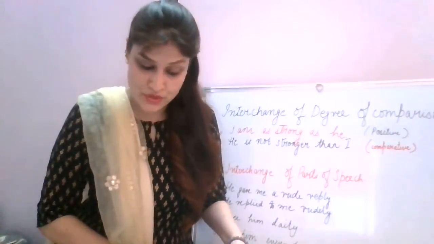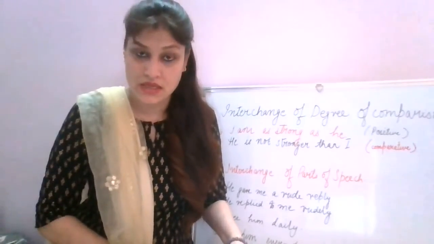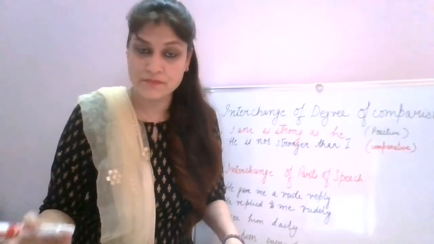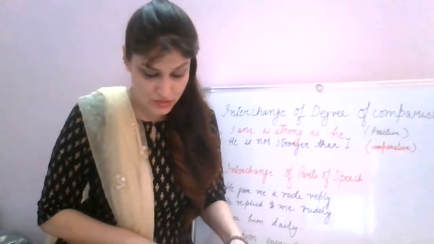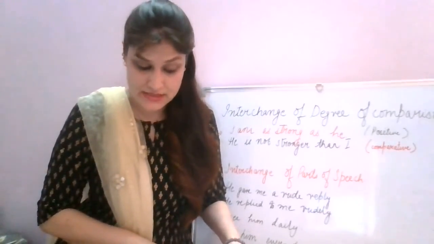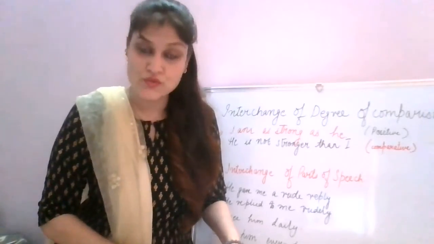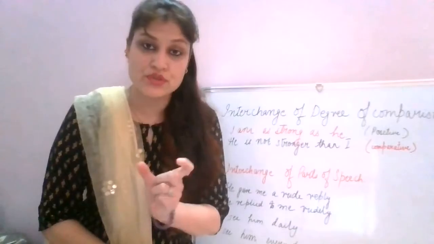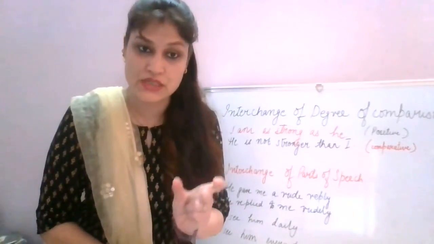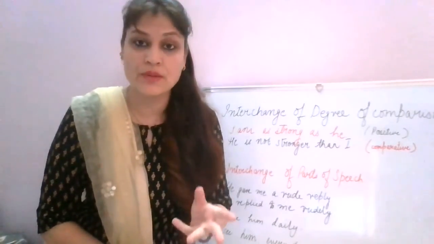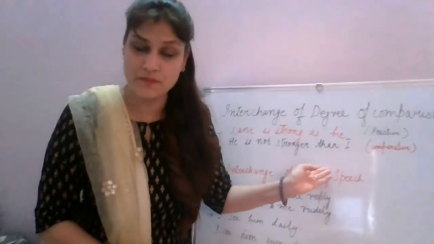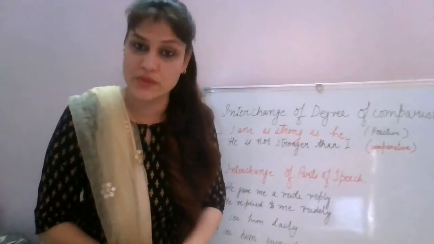Iron is more useful than any other metal. That means iron is the most useful metal. For example, if we change it into superlative, iron is the most useful of all metals. Now again, for the superlative degree, we have to use an article, the. And for comparative, of course, we know about comparison, then is necessary. And we can use to as well.